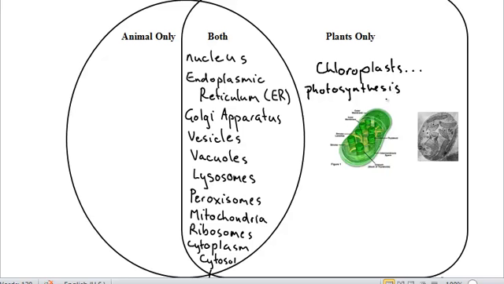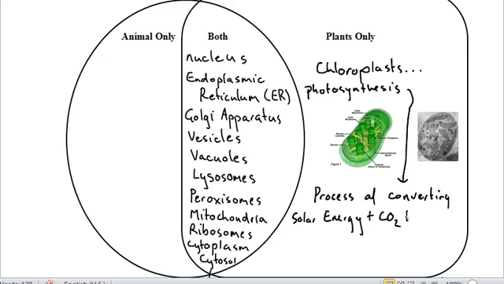And you should know that photosynthesis is the process of converting solar energy plus CO2 plus H2O to glucose, which by now you should know is C6H12O6. Plus, to balance the equation, it produces some oxygen.